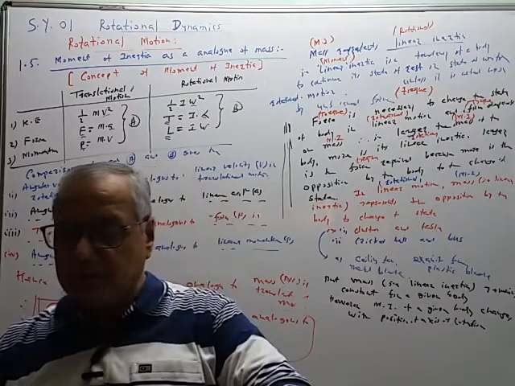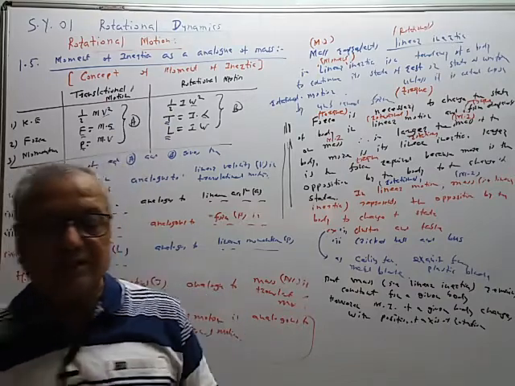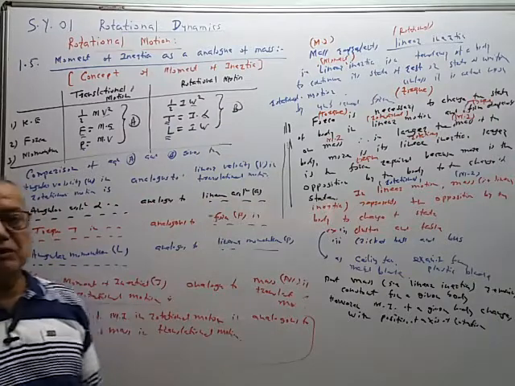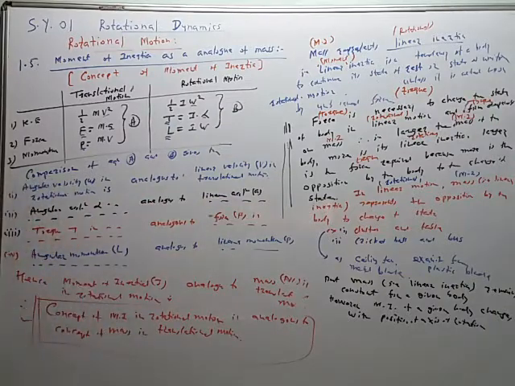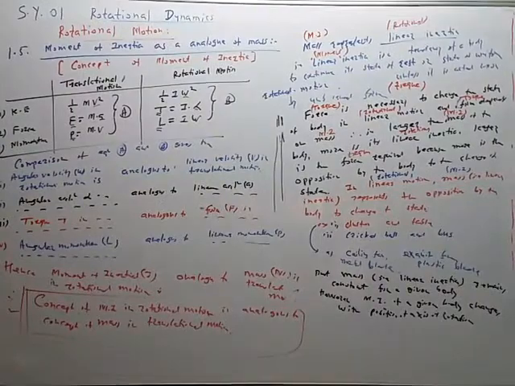So this is about the concept of moment of inertia. So moment of inertia as an analog of mass, it is explained by using this type of analogy. So mass in linear motion and moment of inertia in rotational motion are analogous quantities to each other. So remember this factor.